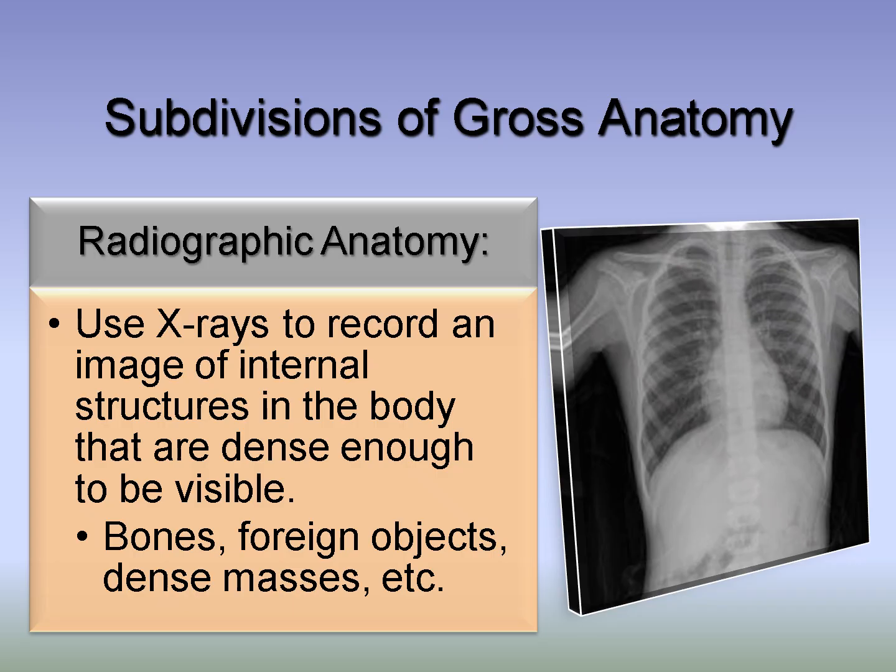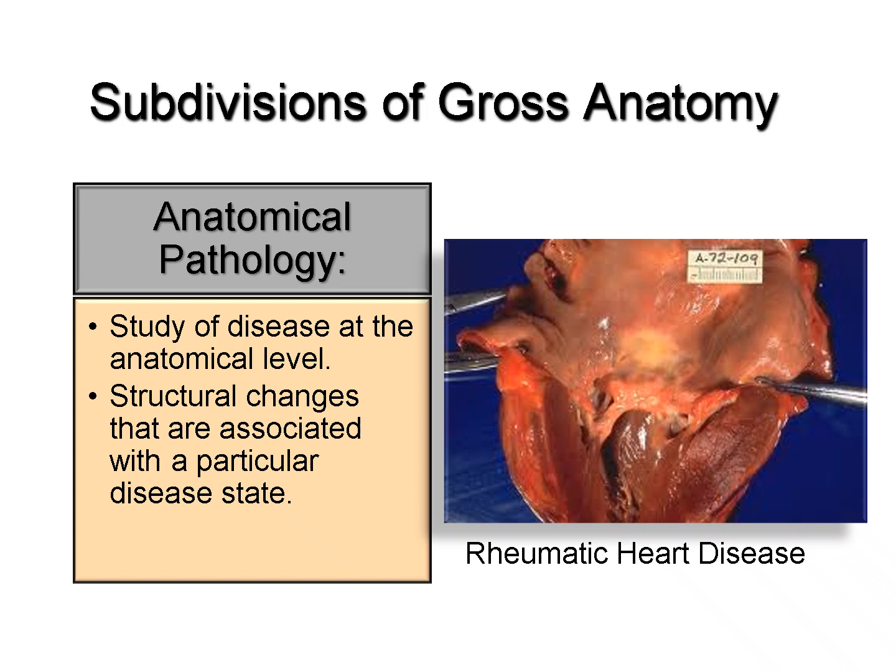There are other ways of studying gross anatomy that make use of specialized imaging equipment. Radiographic anatomy uses X-rays to examine bones, look for foreign objects, or dense masses. Anatomical pathology examines the structural changes that take place when an organ is affected by disease.